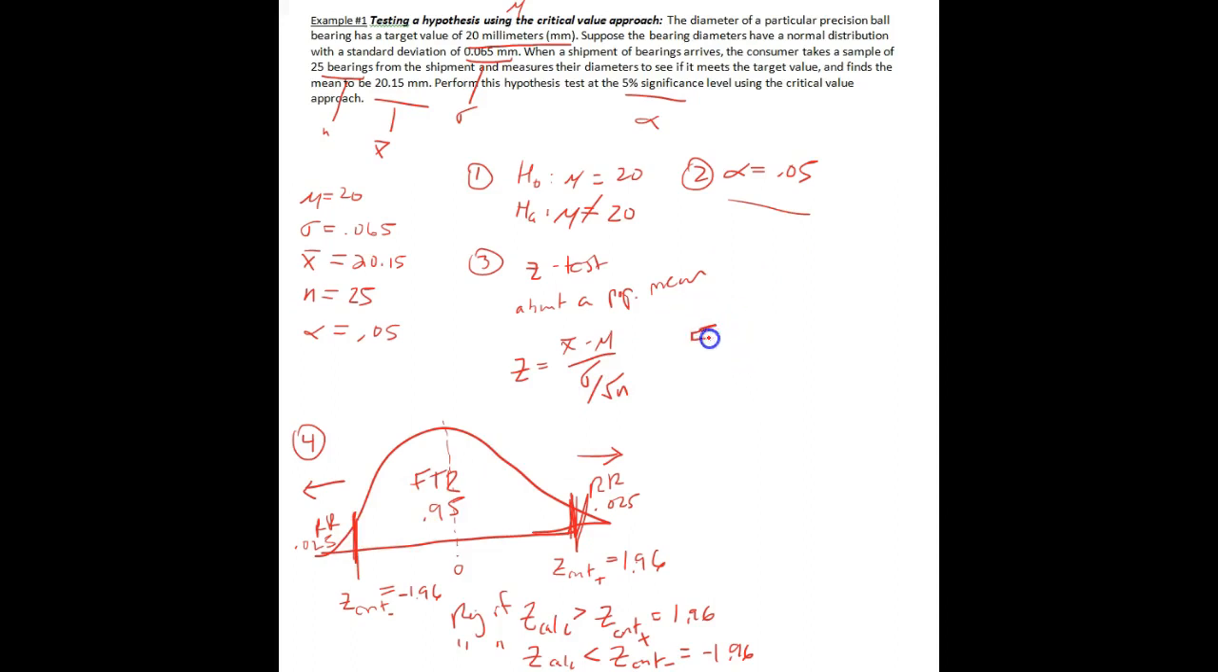Okay, so step 5. So that was step 4, all of it. Step 5 is, let's calculate our value. So we're taking the formula from step 3, and we're just using the values that we have. So we call this zcalc. We say that that is equal to x bar 20.15 minus mu 20 divided by sigma 0.65 all over the square root of n, 25.